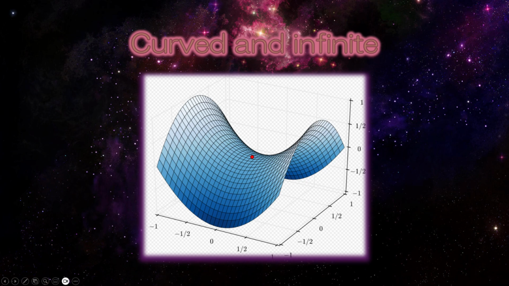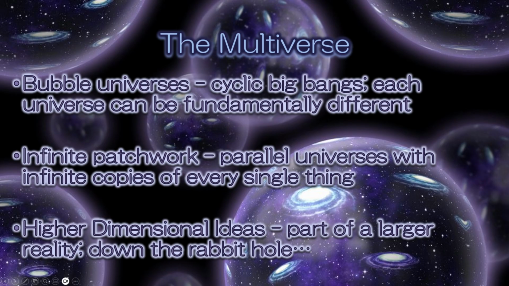Finally, as you've been waiting for, the multiverse. The shape of the multiverse is unknown. This is because it's still a theoretical concept. However, there are theories on the structure of the multiverse. These are things like those bubble universes you were worried about, a so-called infinite patchwork, and ideas that are simply referred to as higher dimensional.